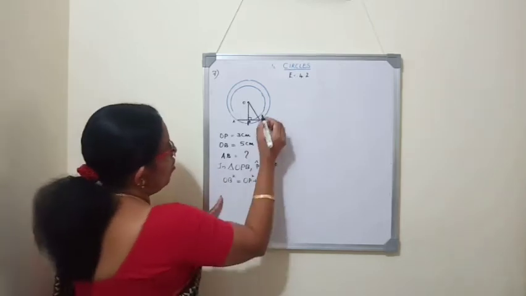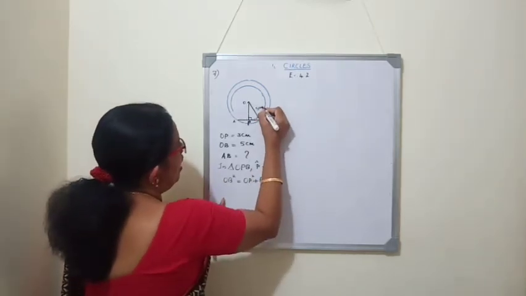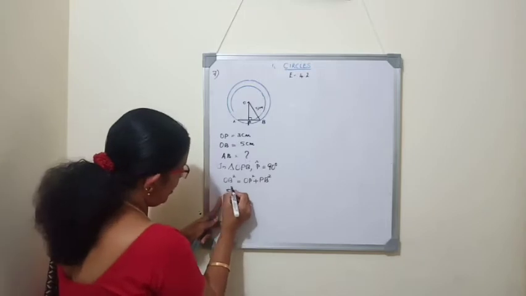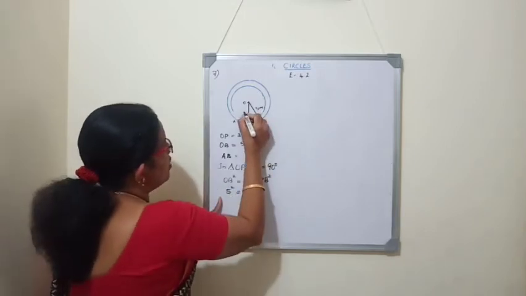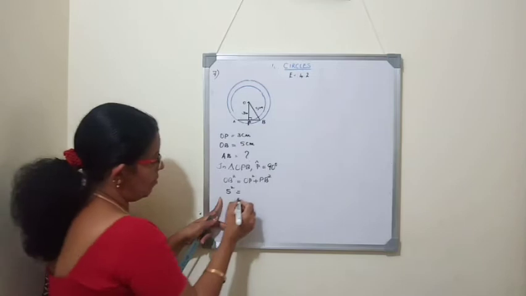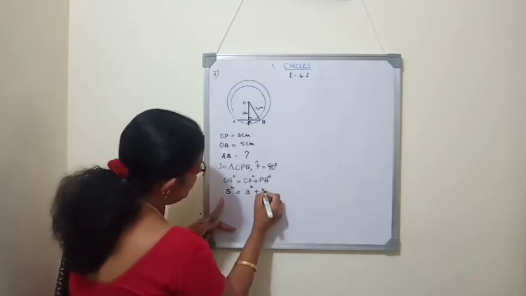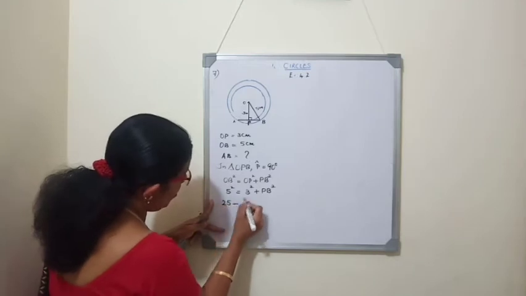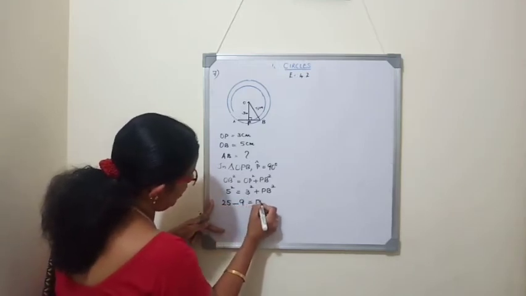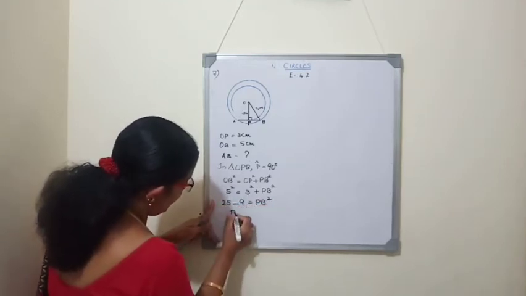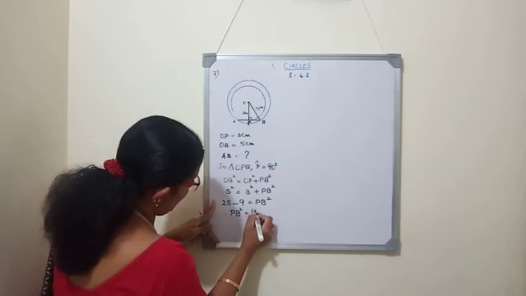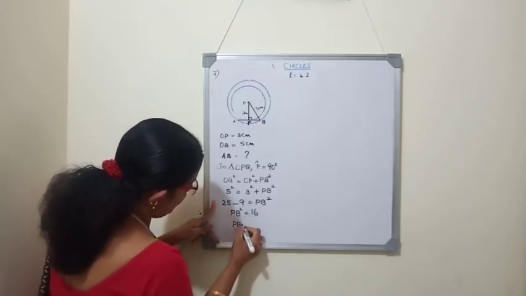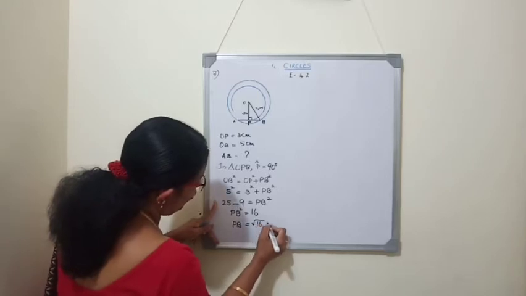What is OB? OB is the radius of the bigger circle and that is 5 cm. 5 square equals OP, the radius of the smaller circle, that is 3 cm. 3 square plus PB square. So 5 square is 25 minus 3 square is 9 is equal to PB square. PB square is equal to 16. PB is equal to square root of 16, 4.